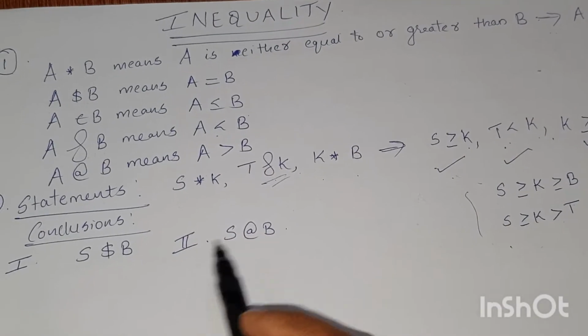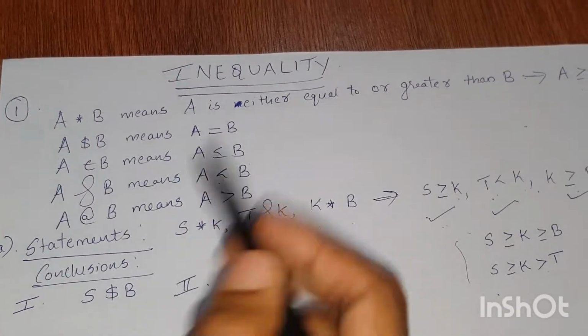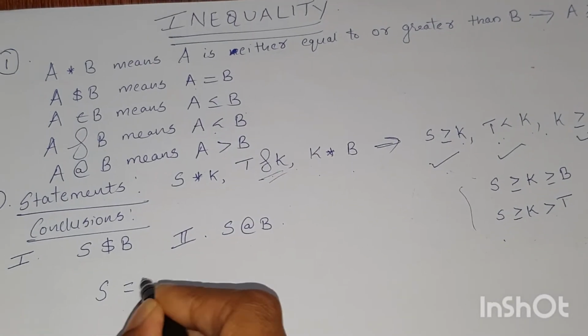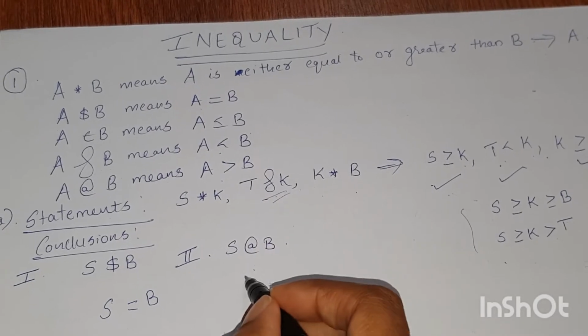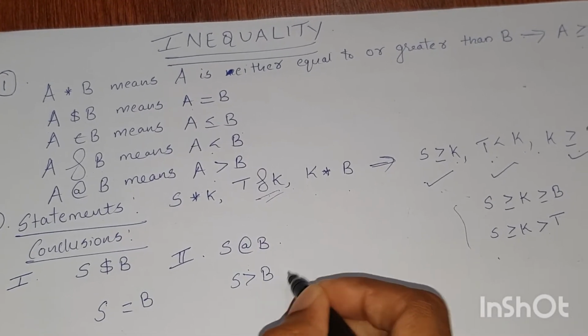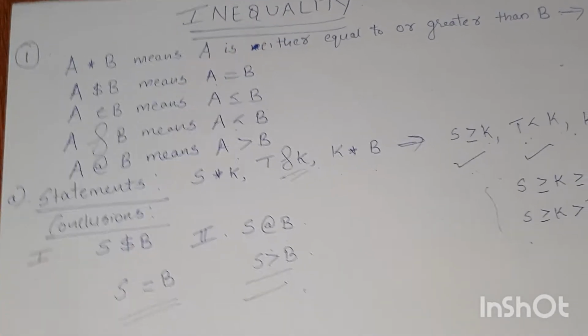Now the conclusions are S dollar B. Dollar means A is equal to B. So S dollar B means S is equal to B. S at the rate B, at the rate means greater than. So S at the rate B means S greater than B. We have to check whether these two conclusions are true or not.